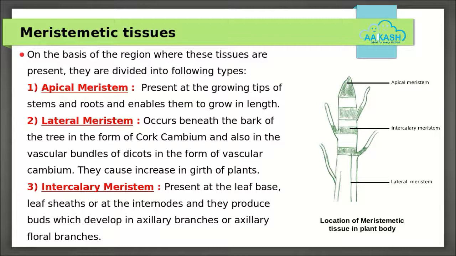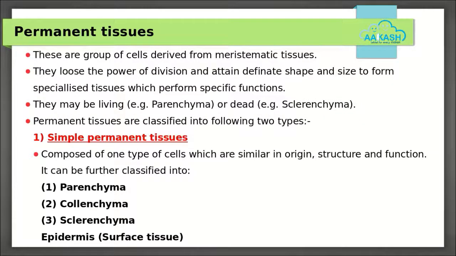And 3. Intercalary meristem. Present at the leaf base, leaf sheaths or at the internodes, and they produce buds which develop into axillary branches or axillary floral branches. The given image illustrates different types of meristematic tissues of plants. Permanent tissues. These are groups of cells which are derived from meristematic tissues.